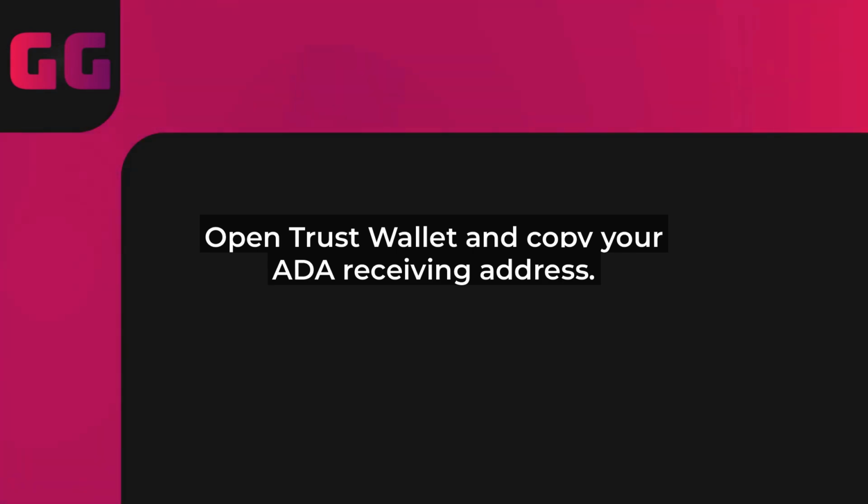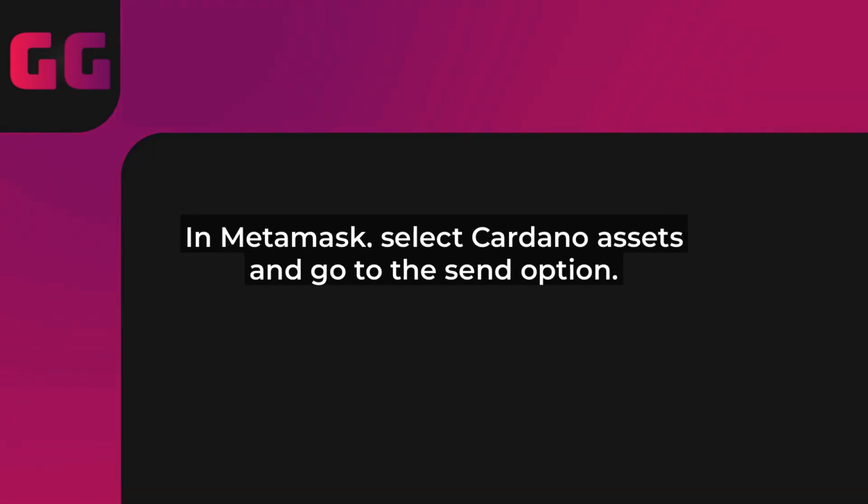Next, open your Trust Wallet app and navigate to the Cardano wallet section. Copy your Trust Wallet ADA address by tapping the Receive button. This is crucial for the transfer. Double-check that address to avoid any mistakes. We're dealing with crypto here, so security is key.